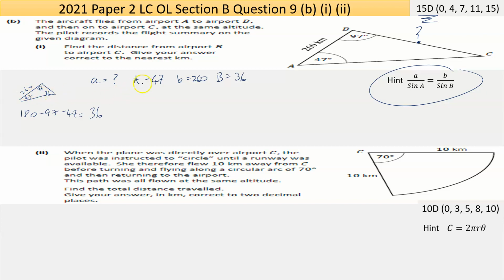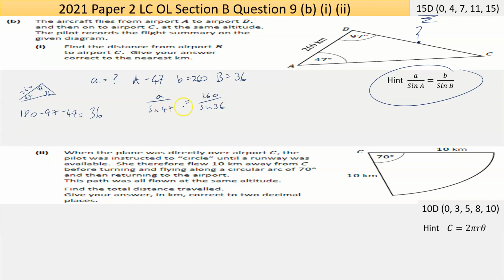And I can. Okay. Once I can do that and fill in my values, I'm going to leave it as A over sine 47 is equal to 260 over sine 36. Now, once I have that filled in, I've done pretty well. All I'm going to do now is manipulate this in order to find my unknown.